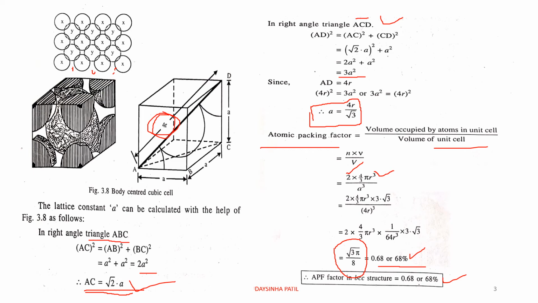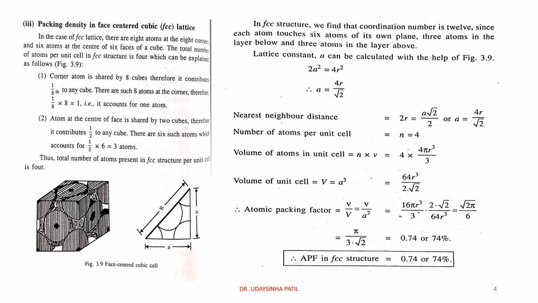Now let us start the next part, the packing density for the face centered cubic lattice, FCC. Again, in FCC there are 8 corners as usual. In the cube there are 8 corners and each corner contributes 1/8 of an atom. Therefore, 1/8 into 8 is equal to 1, accounting for only 1 atom.